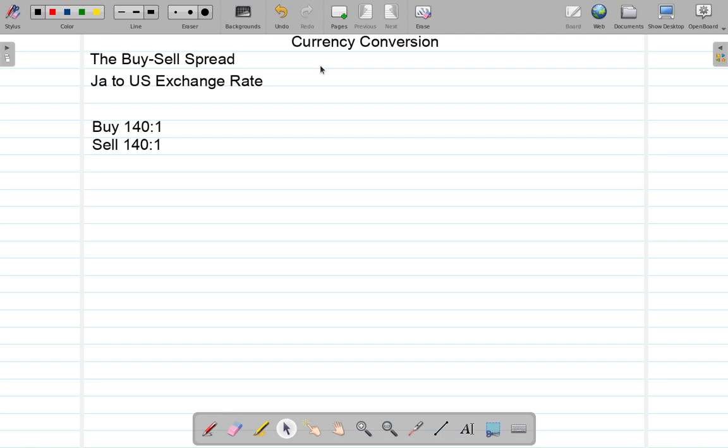Now, let me just use an imaginary situation. Let's say a foreign exchange trader, could be a cambio, is buying at 140 to 1 and also selling at 140 to 1. That means they're buying US dollars where it costs 140 Jamaican dollars for 1 US dollar, and they're selling at that same rate. They're selling 1 US dollar for 140 Jamaican dollars. Now, what would happen after they buy and sell to their customers?